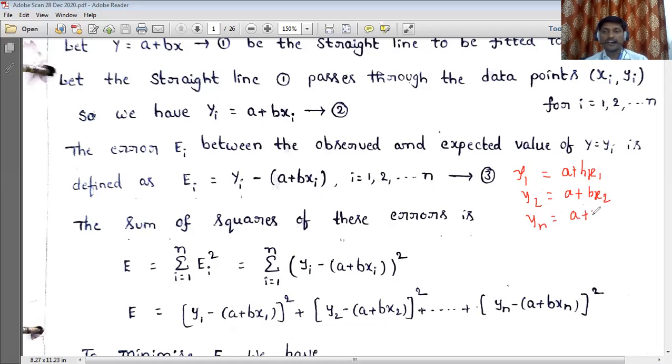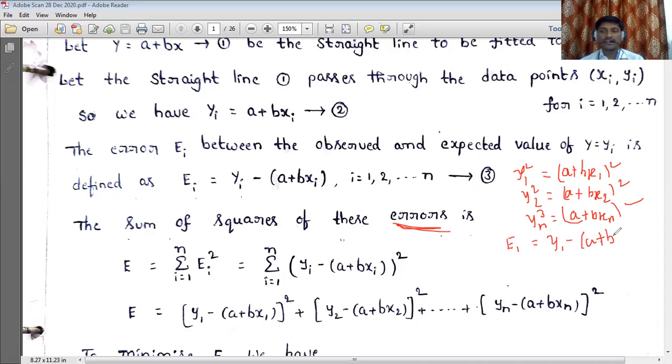And now what we are doing is the sum of squares of these errors. So y1 squared is a plus b x1 whole squared, and in the same way y2 squared is a plus b x2 whole squared, and yn squared is a plus b xn whole squared. Here we are taking the errors sum, so the sum of squares of these errors. So e1 is simply y1 minus (a plus b x1). Okay, this is error 1.